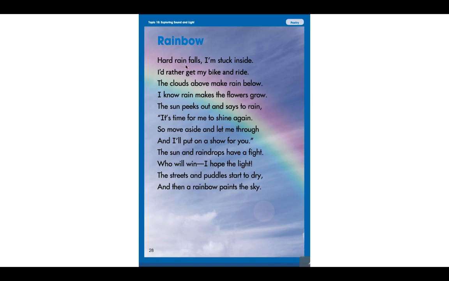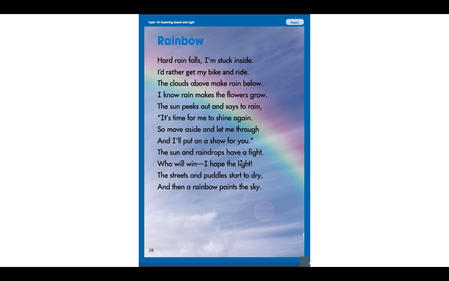Rainbow. Hard rain falls, I'm stuck inside. I'd rather get my bike and ride. The clouds above make rain below. I know rain makes the flowers grow. The sun peeks out and says to rain, it's time for me to shine again. So move aside and let me through, and I'll put on a show for you.